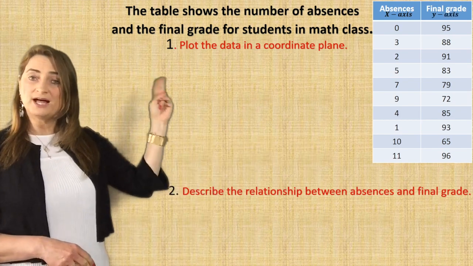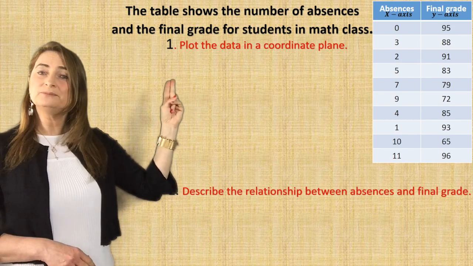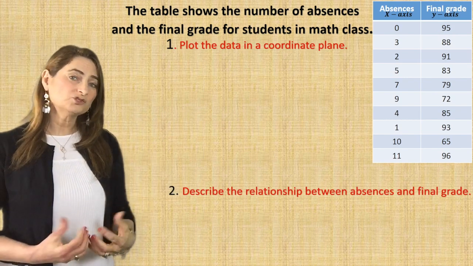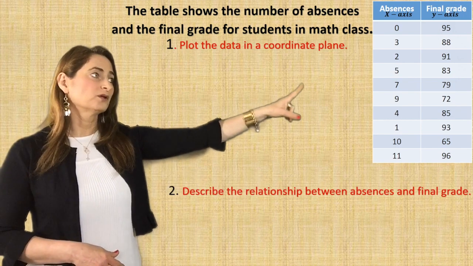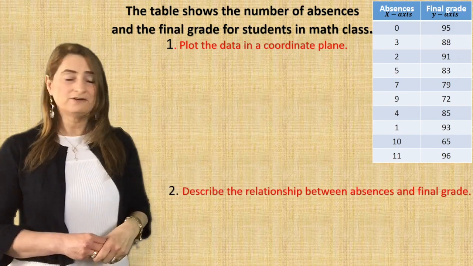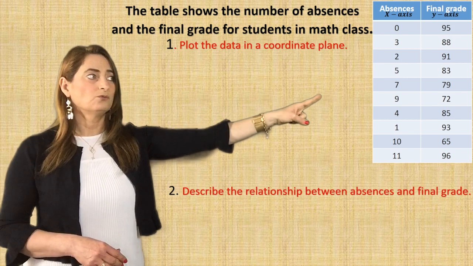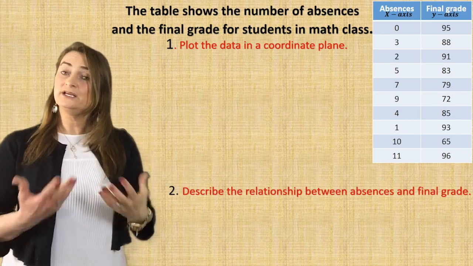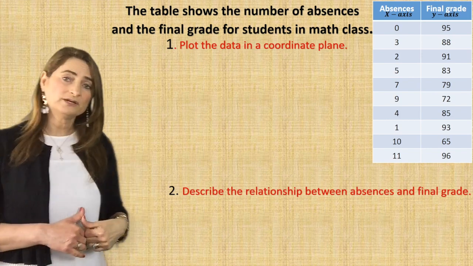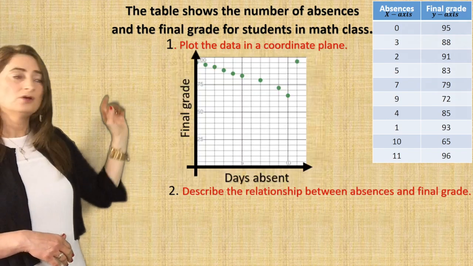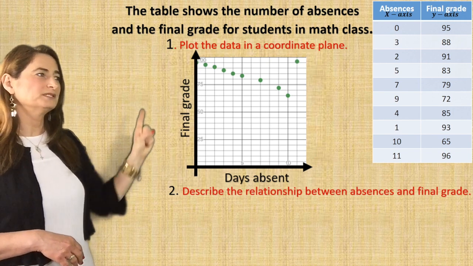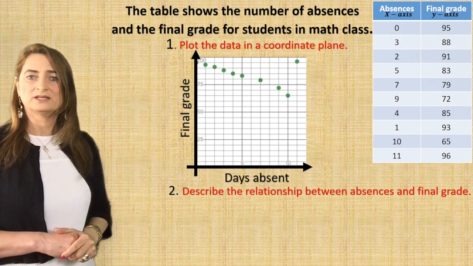For me to plot those dots on the coordinate plane, I need the coordinate pairs. And I can get those coordinate pairs from the table, where x is 0, y is 95, x is 3, y is 88, x is 2, y is 91, and so forth. So I've done this already. Here is the graph where the x represents the days absent and the y represents the final grade.